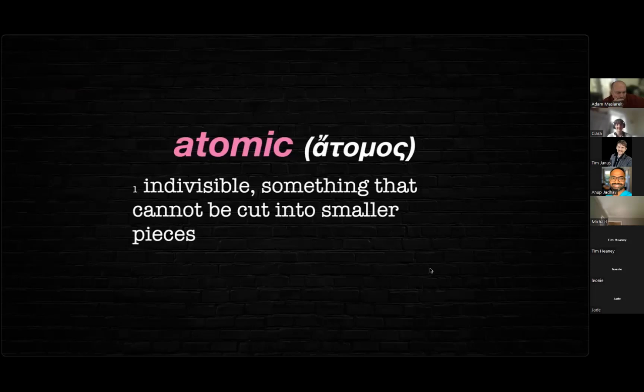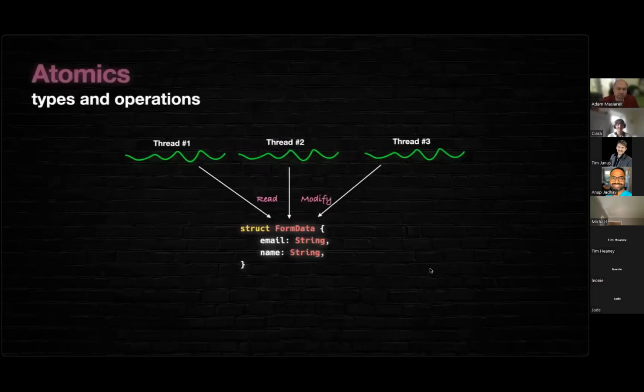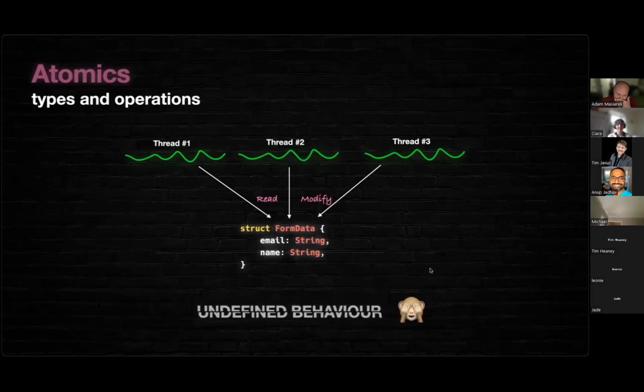So the word atomic comes from the Greek word atomos. It means something that is indivisible, something that cannot be cut into smaller pieces. In the context of computer science, it means an operation that is indivisible. It is either fully completed or it didn't happen yet. As we mentioned in chapter 1, when multiple threads try to read and modify the same variable or memory location, it could potentially result in undefined behavior. But atomic operations allow multiple threads to safely read and modify the same variable. And because such an operation is indivisible, it either happens completely before or completely after another operation. And that's how it avoids undefined behavior.